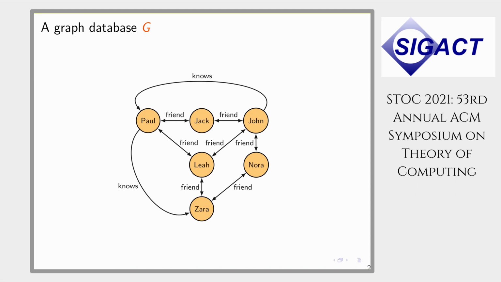Here we are given a graph database. A graph database is a node and edge label graph. So we just use, in this case, labels in nodes to represent people like Paul and Jack. And we use edges and the labels in these edges to represent a relationship between these people. Like John knows Paul and Paul is a friend of Jack, right? This is a very common scenario, and today actually graph databases are very popular.